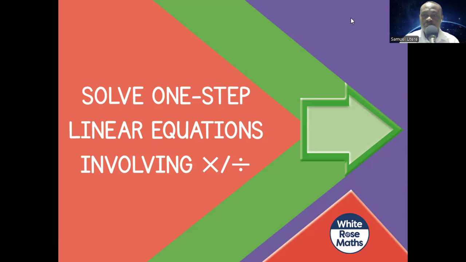In this lesson, you're going to learn how to use fact families involving multiplication and division to solve one-step linear equations involving multiplication and division.